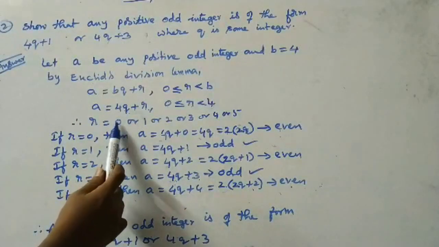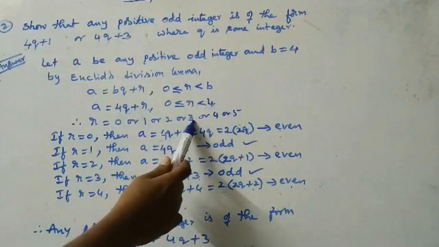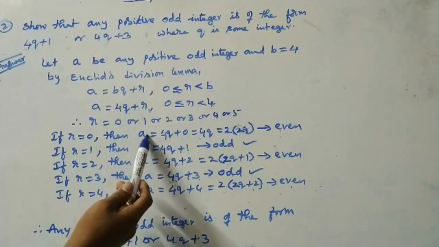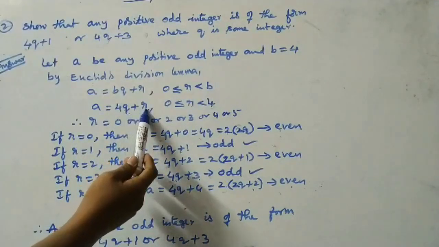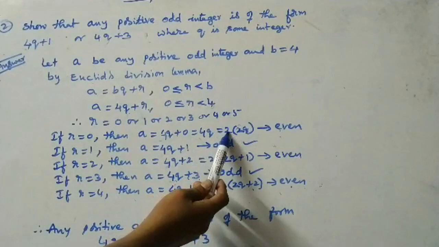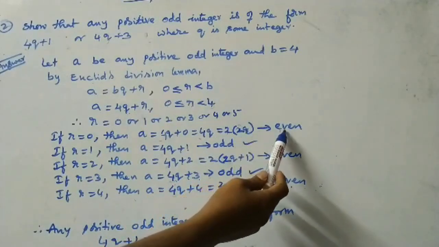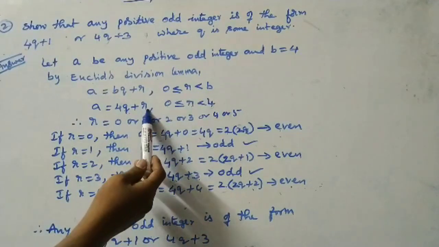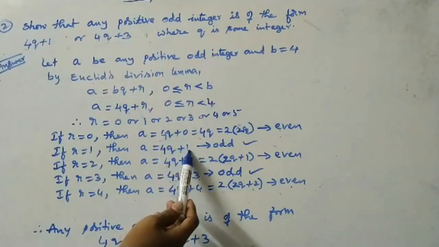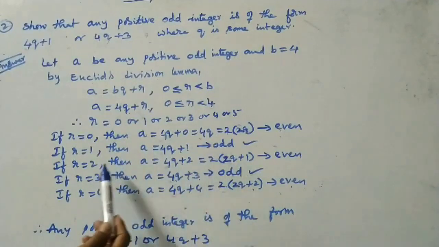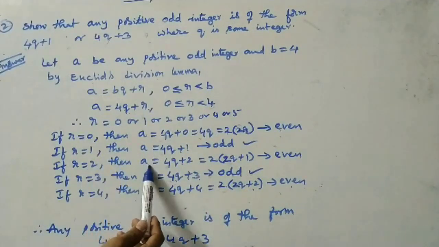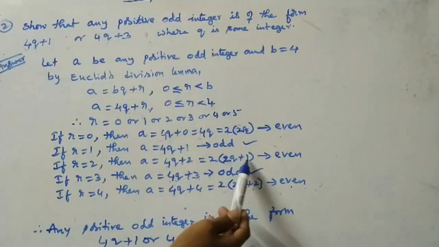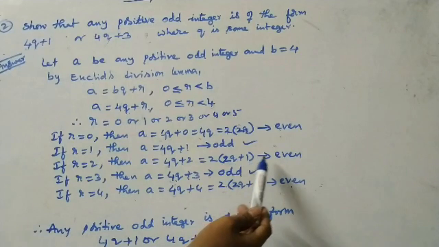That's why r is equal to 0 or 1 or 2 or 3. If r equal to 0, then a is equal to 4q plus 0. In 4q, we take 2 as common, 2 into some integer, that is an even number. If r equal to 1, then a is equal to 4q plus 1. Even number plus 1 is an odd number. If r equal to 2, then a is equal to 4q plus 2. So that is nothing but 2 of 2q plus 1, 2 into some integer, that is an even number.